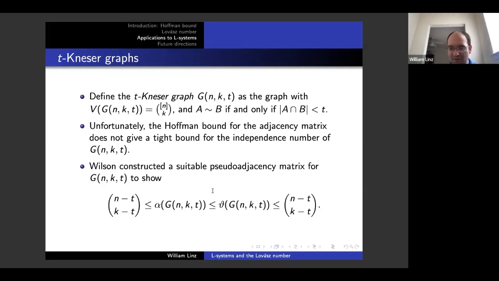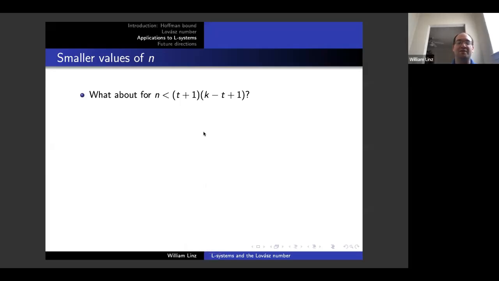Okay, so that's a couple examples we've seen where we can use the Lovász number, or do something equivalent in terms of finding suitable pseudo-adjacency matrices, to get the independence number of a graph very precisely. So can we do this in general? In particular, in this T-intersecting family case, what about values of n that are smaller than (T+1)(K-T+1)? What are the maximum size intersecting families in that case?